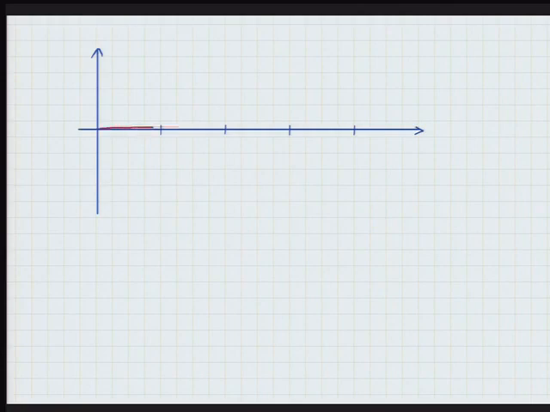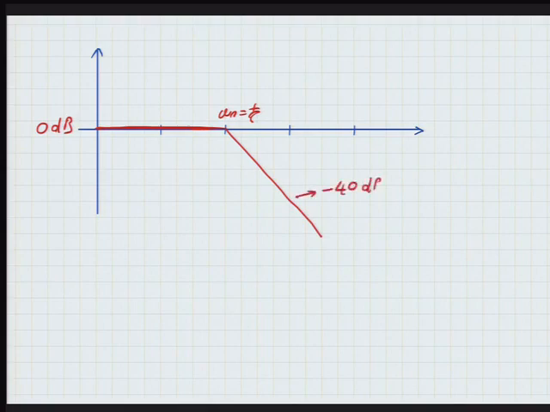Okay, so the second order term will give you a Bode plot like this. You go at 0 dB up until omega n, which is 1 over tau, right? And then you go down by how many dBs per decade? Squared, right? 40. So negative 40 dBs per decade.